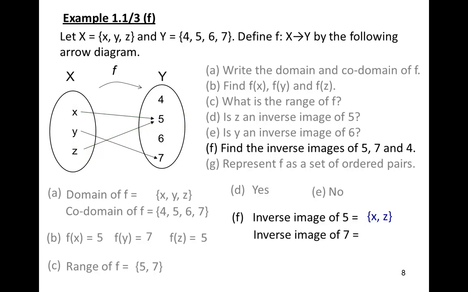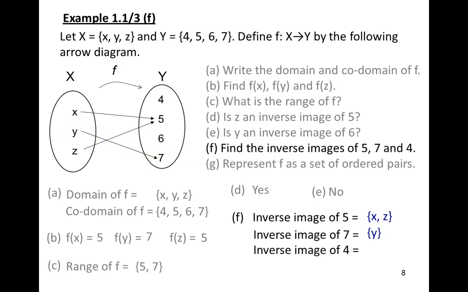Next, to get the inverse image of 7, focus on the output 7. If you follow the arrow in the reverse direction, you will reach the input Y. This means that we can find input Y such that f of y is equal to 7. Hence, the inverse image of 7 is the set of y. Note that although it has only one element, y, the inverse image is always represented as a set.